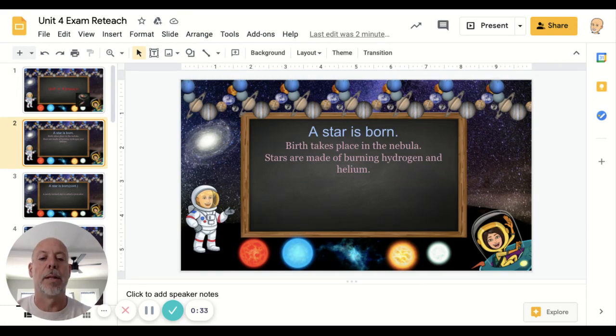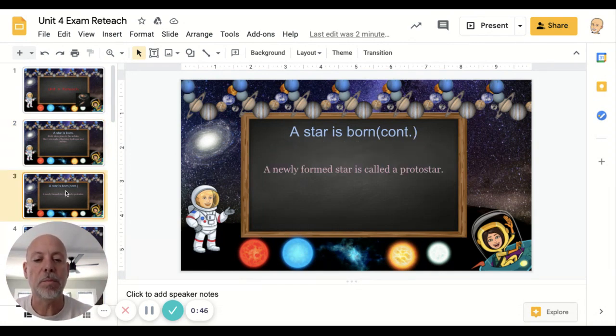A star is born. Stars are born in a nebula. Stars are made out of burning hydrogen and helium. That's what gives off that light in the sky, those two gases burning off. Continuing with the star, a newly formed star is called a protostar, as I had mentioned before in the Ed Puzzle review. Proto, like a prototype, is the first of its kind or something new. So that's why a protostar is a newly formed star.